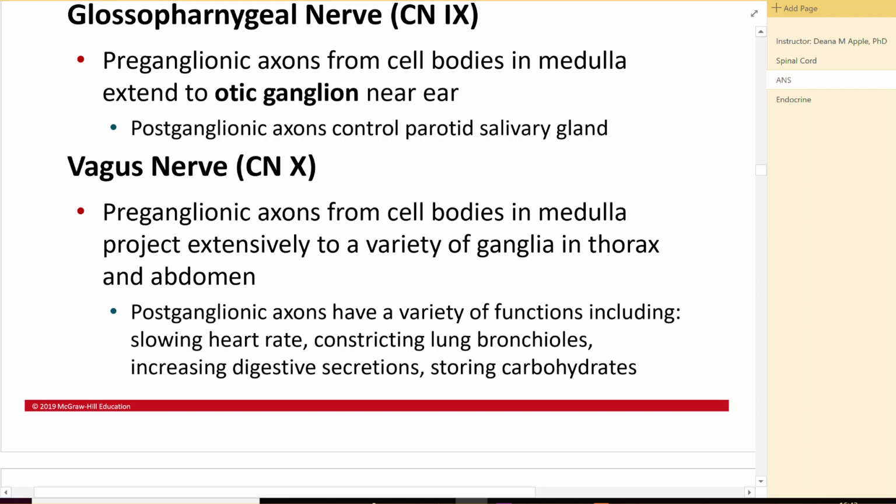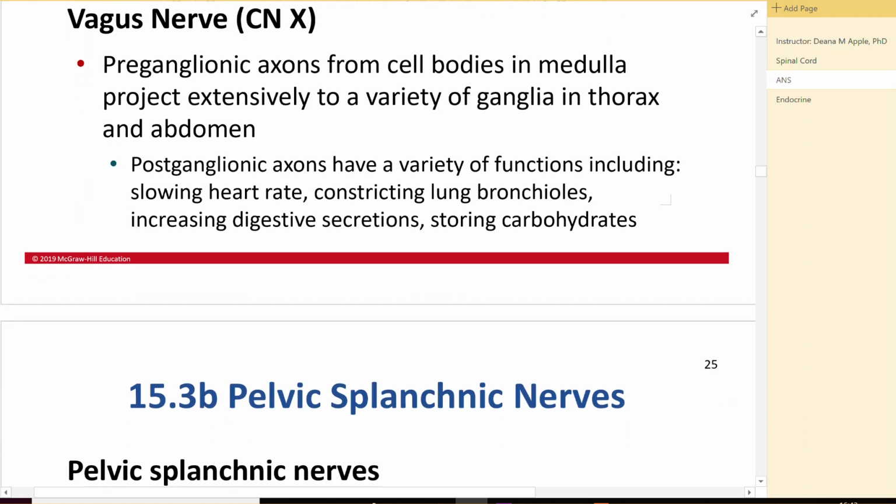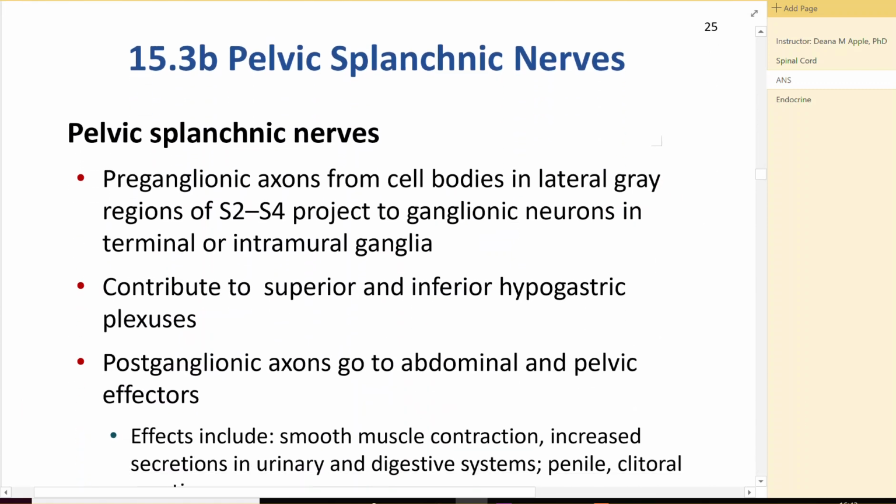Got it? Not in shock. Shock would be fight or flight. Okay, let's stop here, and we'll start with pelvic splanchnic nerves next time.